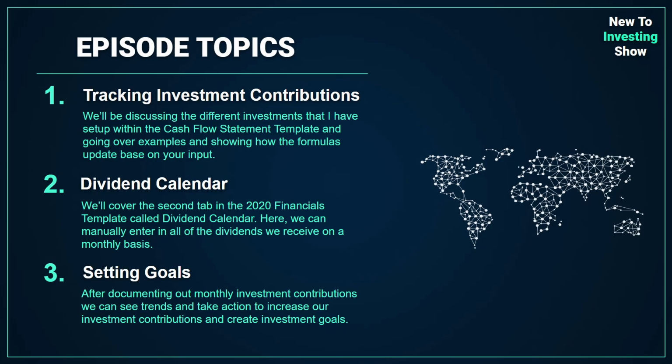The three topics that we have today are going to be one, the tracking investment contributions section that we have in our 2020 financial statement. The second topic we'll be discussing is a dividend calendar in the second tab. And of course, the third topic, as you see on the screen here, if you're watching on YouTube, we're going to be not only inputting that data, but we're going to be gathering some metadata from it and then setting some personal goals for our investment contributions. Yeah, I think these are three great topics for this video. It's going to help you understand that 2020 financial template a lot more and hopefully get you on the right track to start using it and to start saving for 2020.